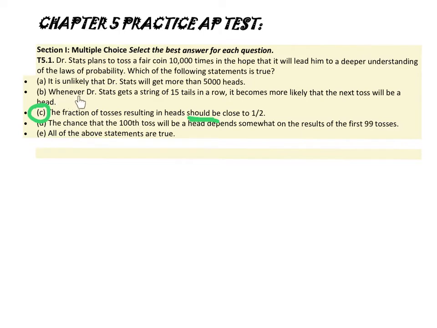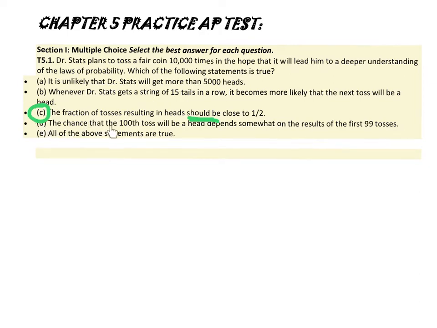Letter B, whenever Dr. Stats gets a string of 15 tails in a row, it becomes more likely that the next toss will be heads. Be careful with this one. This is an invalid statement. This is basically saying the law of averages, that this string of 15 will average out to be the next one. That next toss is still a 50-50 probability of getting tails. The string before it has nothing to do with it.